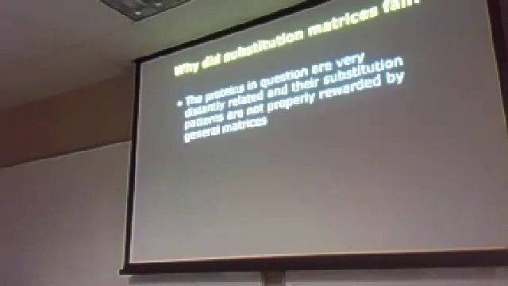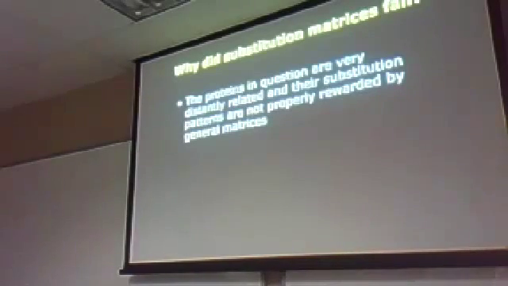That's the question. So you're now taking my word for it that these are related. This has since been proven. They're definitely related. But why did the matrices fail? Well, first of all, these substitution matrices are meant to be general, meaning they're meant to work on the majority of the protein pairs out there in the database. That's the meaning of a general substitution matrix.